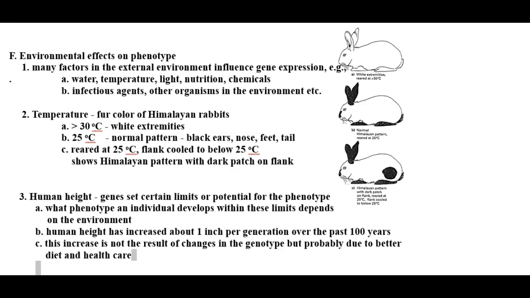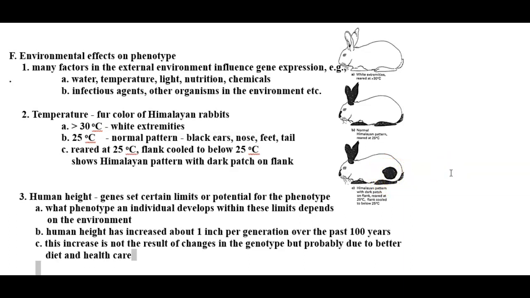Here's an example of fur color in Himalayan rabbits. This one right here is the normal pattern. Black ears, black nose, black feet, black tail. And if the temperature, and that's 25 degrees Celsius. If the temperature is more than 30, it's going to be all white. And if they have it at the normal temperature, but they put a little ice pack right there, that's going to get dark.